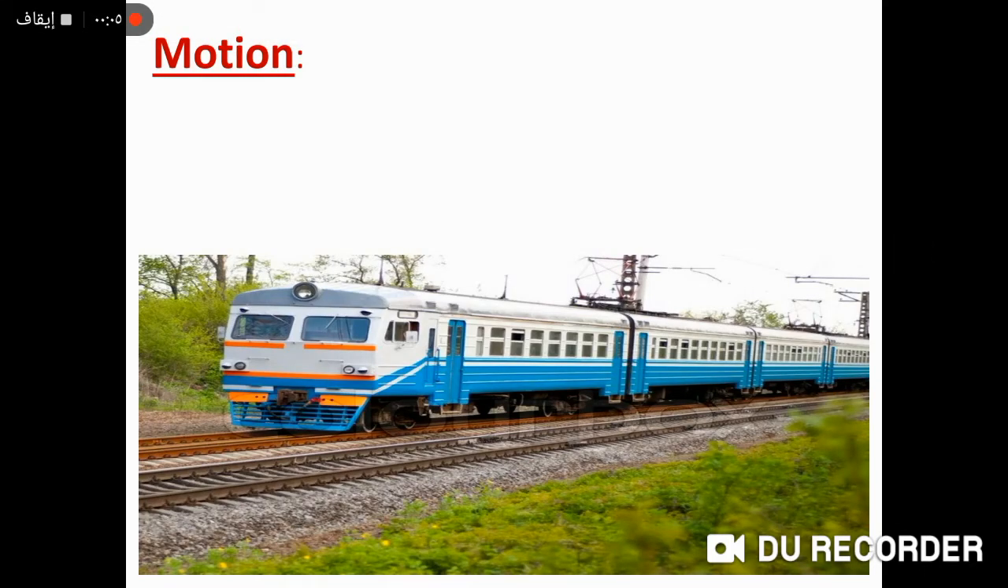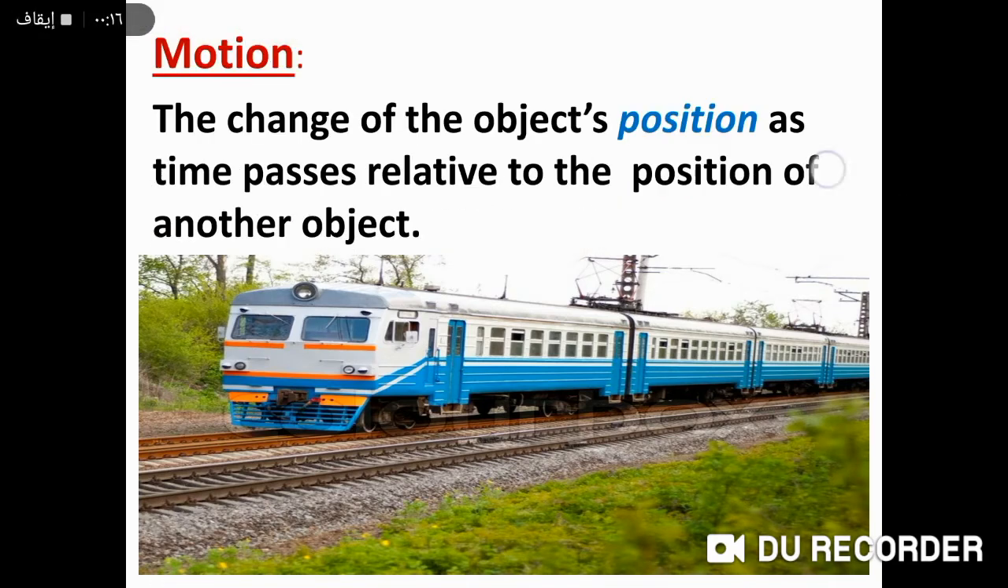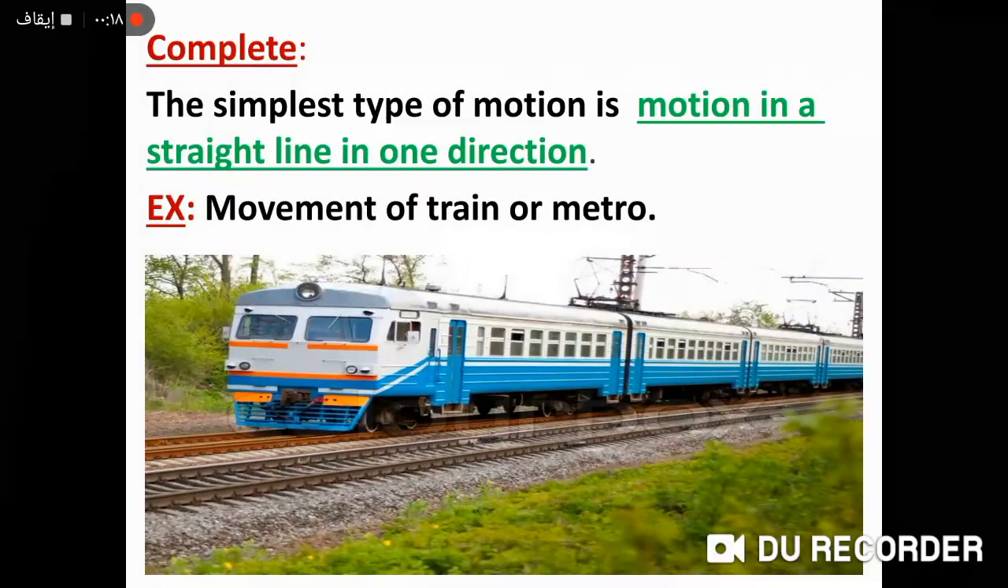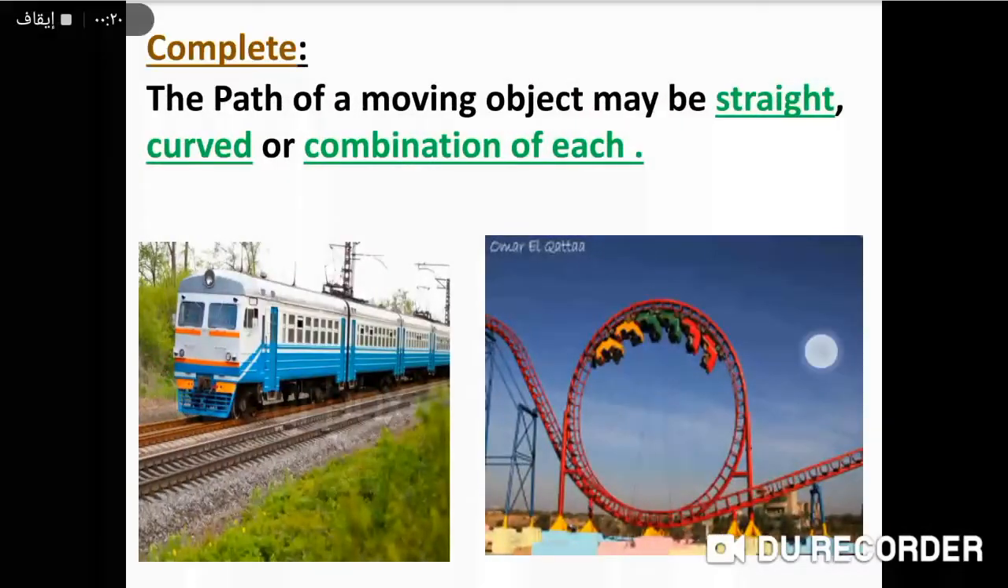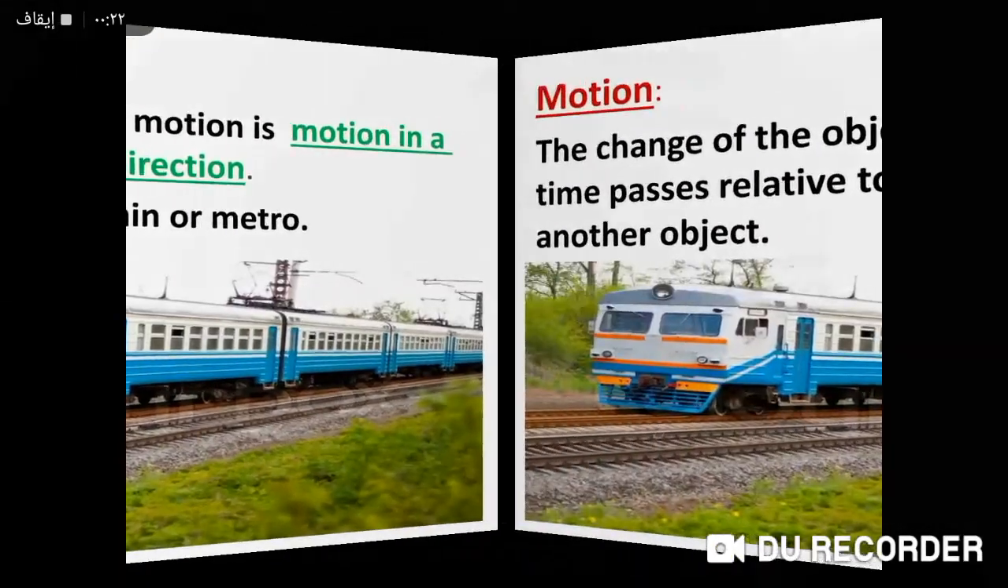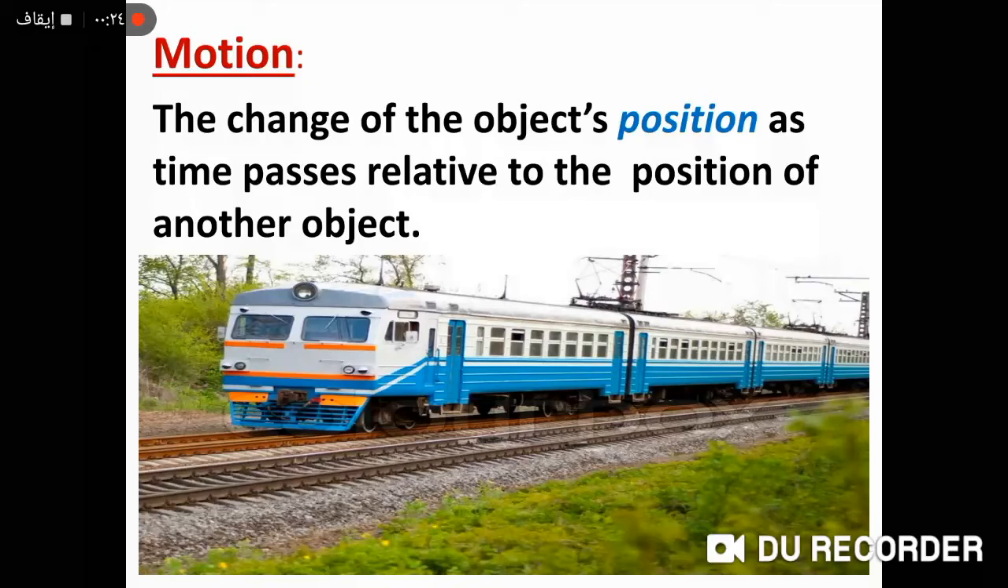Today we will study lesson 1 of Unit 1 of the Science syllabus. This lesson is called motion. What's motion? Motion means the change of an object's position as time passes, relative to, or according to, the position of another object.